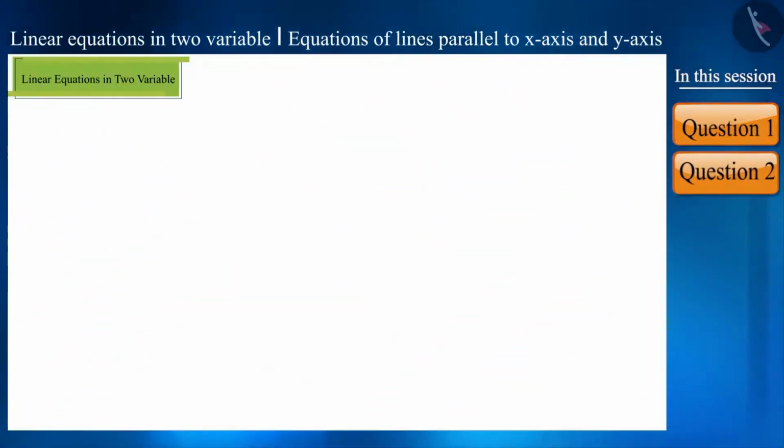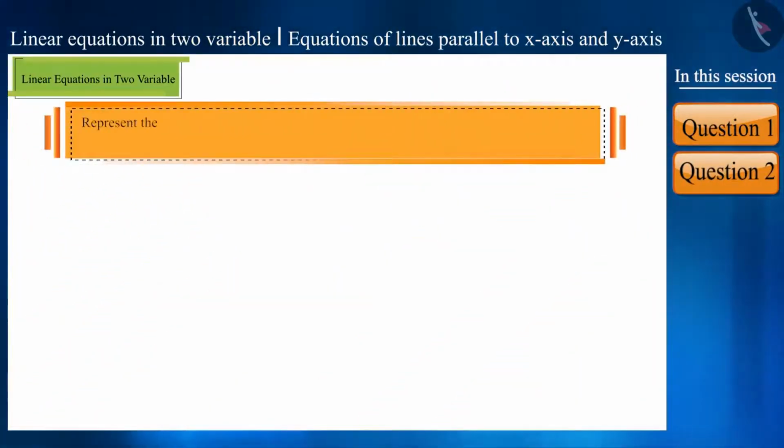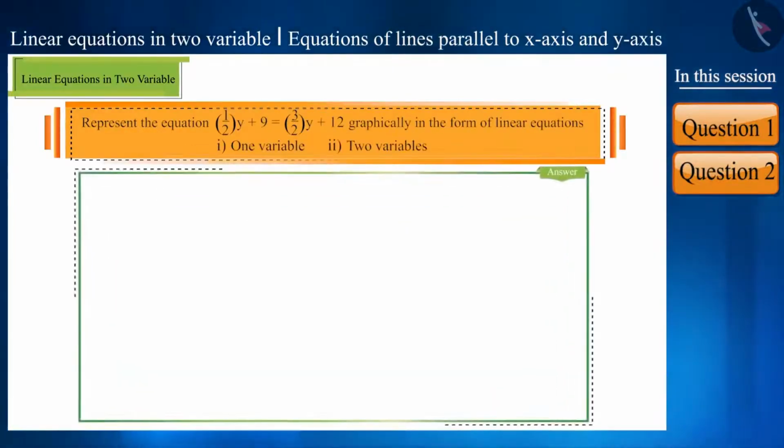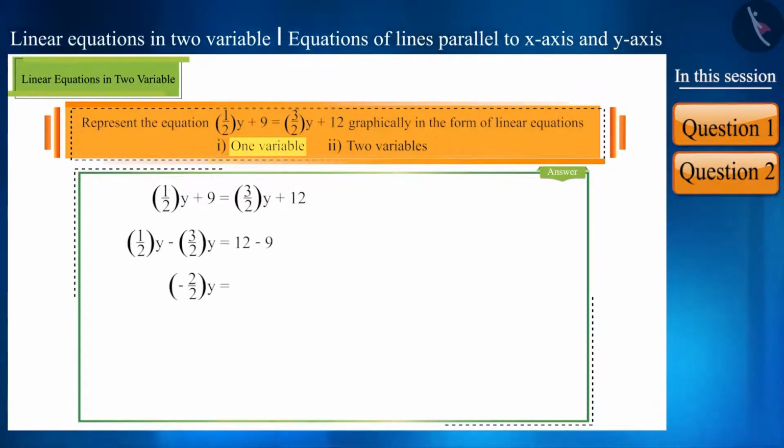Let's solve one more question. Represent the equation 1 by 2y plus 9 is equal to 3 by 2y plus 12 graphically in the form of linear equations in one variable and two variables. Friends, let's solve the linear equation in one variable. On solving, we got y is equal to minus 3.